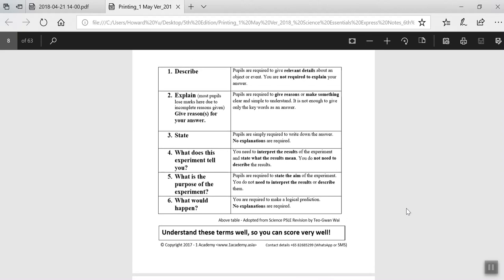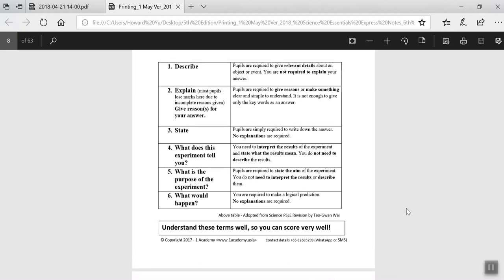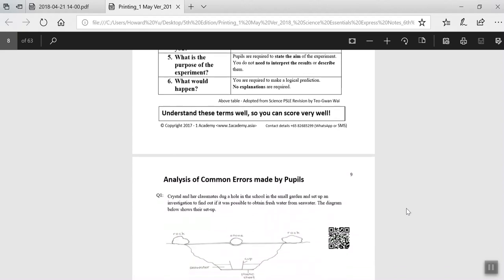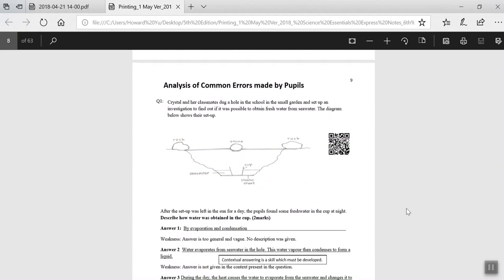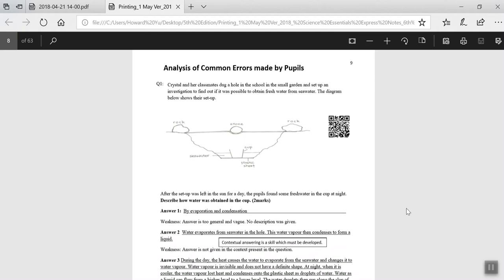So I reiterate, they need to understand the difference between describe and explain. These are the 2 commonly asked questions, and this is a real life example of these questions, which they can also use the phone to scan the QR code to enhance their learning in this YouTube video.